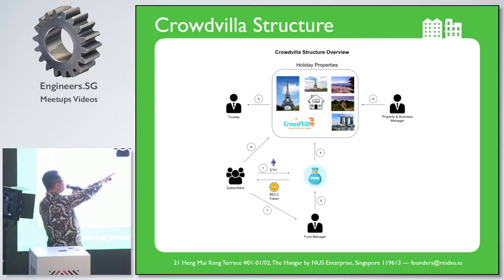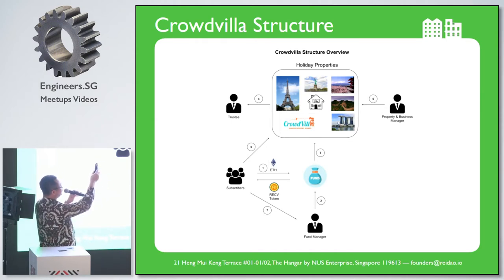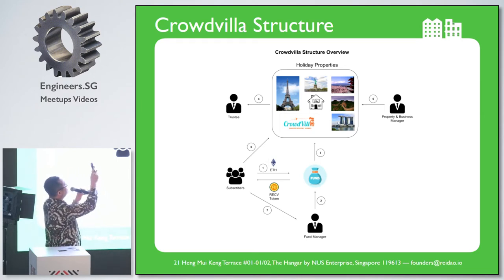In the middle here, it's pretty straightforward. So subscribers transfer Ether, and then the fund will give tokens. So far, so good. But imagine if these funds are now going to be used to purchase real assets that will be backing those tokens. So from the subscriber's point of view, they don't lose any value, in a sense. The properties will then be held by a trustee, and we have local managers to manage the property. So all these functions are now decentralized. We don't have a single company doing all these things.